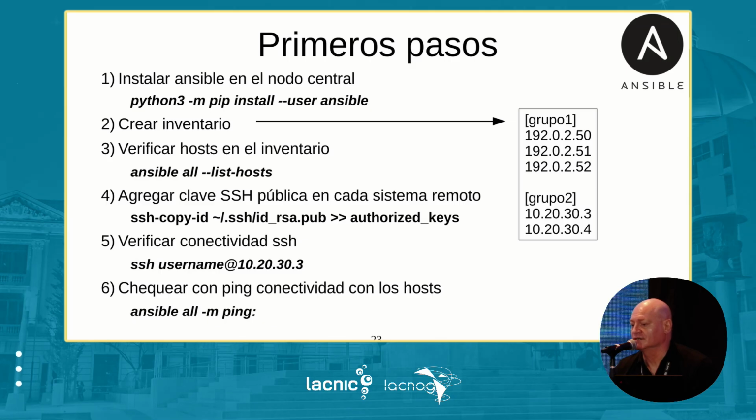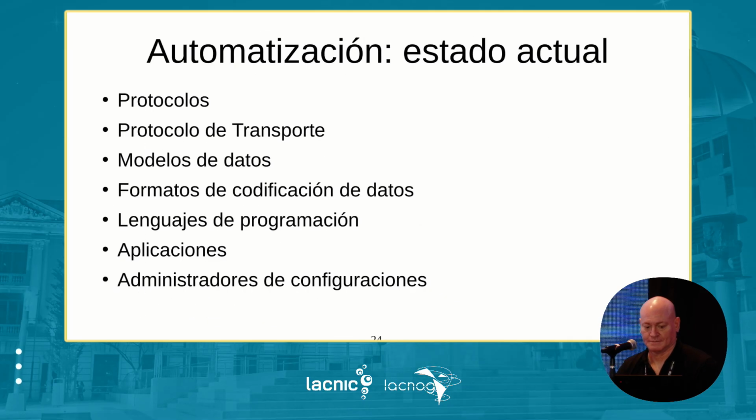So what are the steps? These are quite easy. You install Python. Ansible is a Python module. And then we'll define the list of hosts. And there you have some commands to test it. If I want to automate it, I will need to copy the public key from the control machine to the ones that I want to manage. So that was for automation.